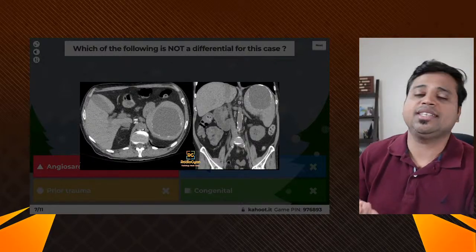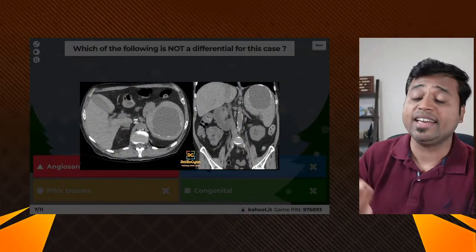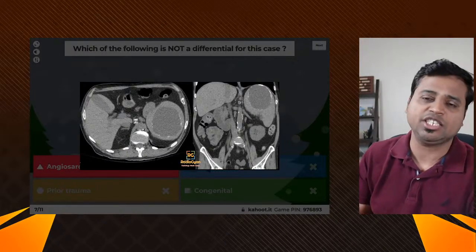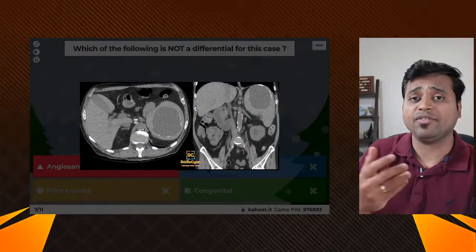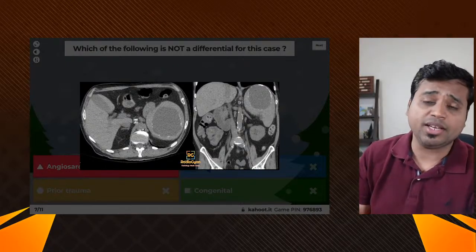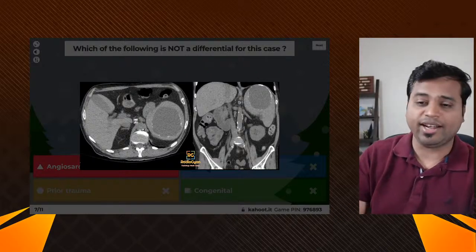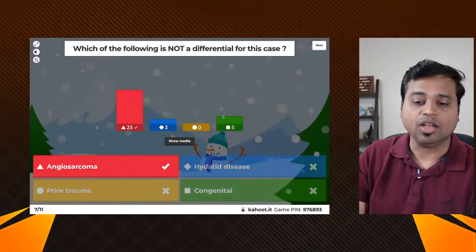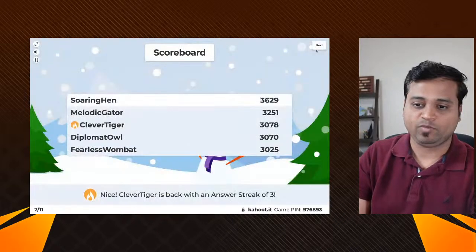The correct answer in this case was angiosarcoma. Angiosarcoma is an aggressive malignant tumor of the spleen. It's a very aggressive lesion with early metastasis. It definitely will not have this kind of appearance. It'll be more heterogeneous and more infiltrative. So that's the correct answer here. And good that 23 of you have correctly pointed this out.